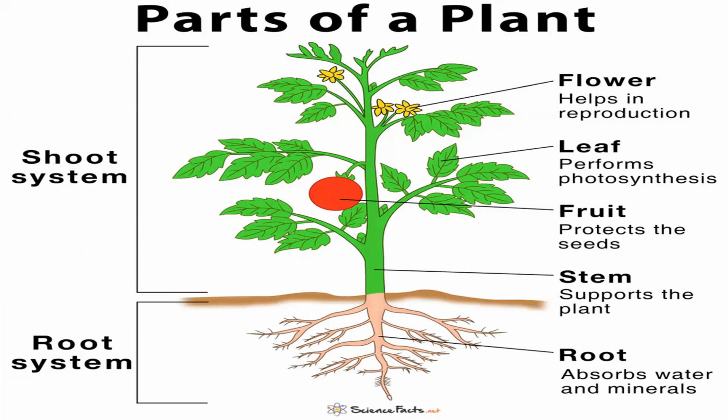So first we have flower, leaf, fruit, stem, and root. Okay, so flower helps in reproduction. Leaf performs photosynthesis. Fruit protects the seed. Stem supports the plant. And root absorbs water and minerals. Okay, so let's talk about these one by one. Are you ready? Okay, great.